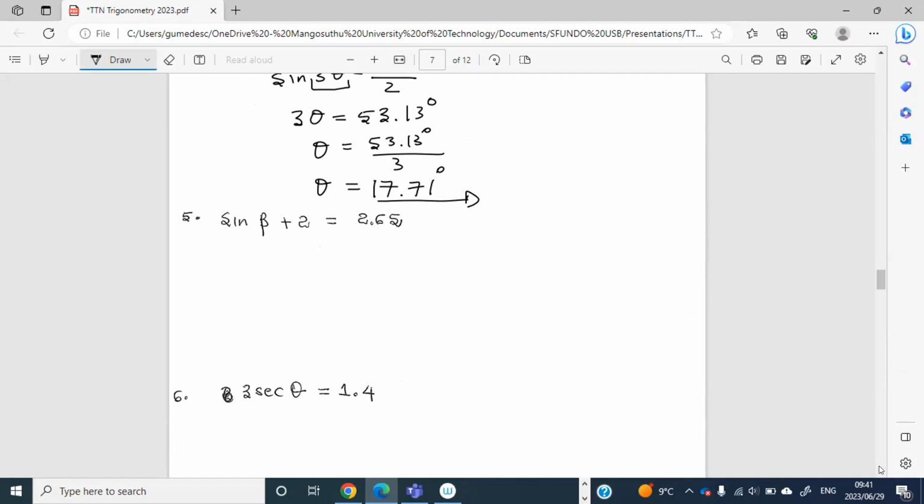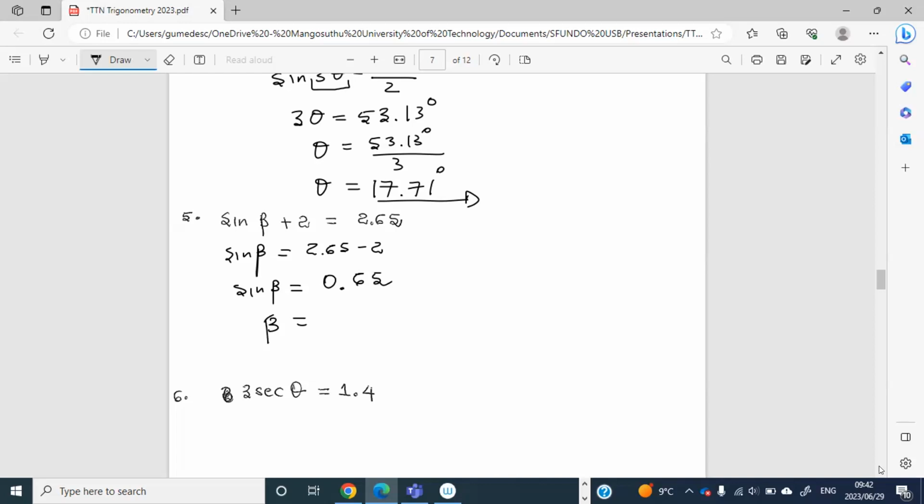Maybe number 5, maybe we can just say, take these 2 that side. So it's sine beta equal to 2,65 minus 2. I think I was supposed to do number 5 before number 6 because it looks very easy. So sine beta is equal to 2,65 minus 2. What is that? Is 0,65.